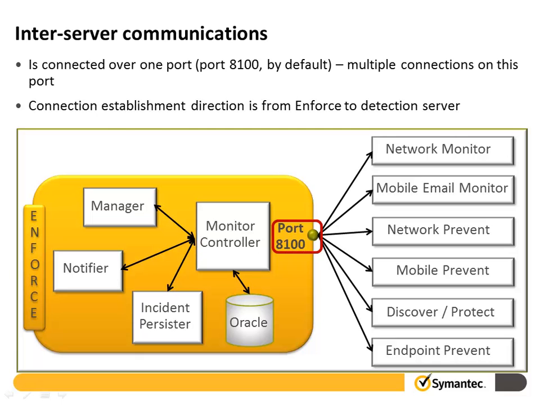For inter-server communications between DLP components, by default port 8100 is used for communications between detection servers and the Enforce server. This can be changed during installation, and this port supports multiple connections. The connection establishment direction is from the Enforce server to the detection servers themselves.